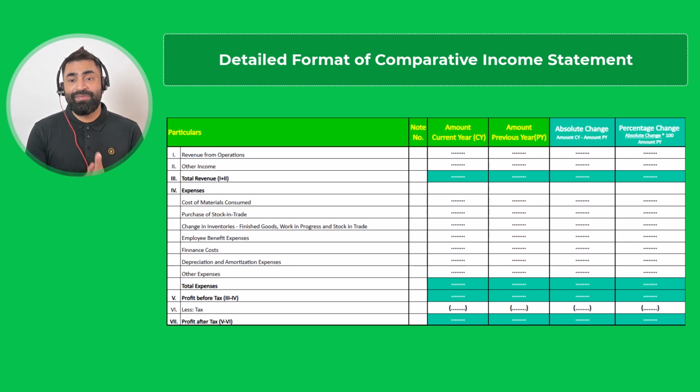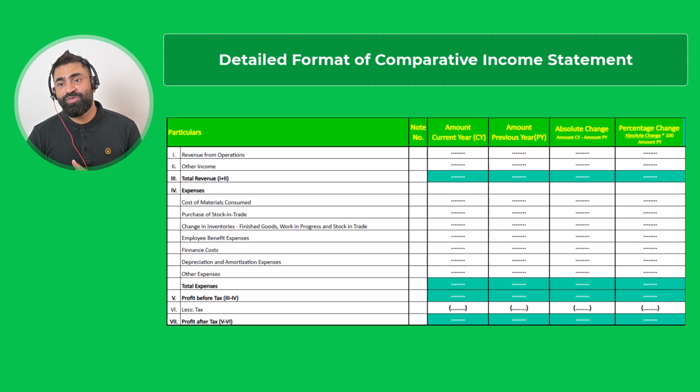And then once you have the amounts of both the years keyed into this format, the next thing what you do is you find the absolute change, which is amount of current year minus the amount of previous year, and finally you find the percentage change, which is the absolute change that you just found out divided by the amount of the previous year multiplied by 100 in order to arrive the percentage change. The formula is absolute change by amount of previous year into 100.